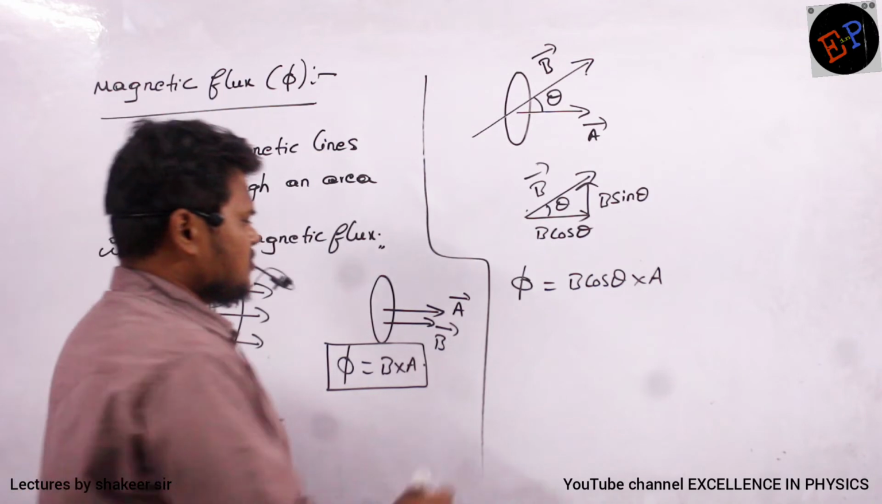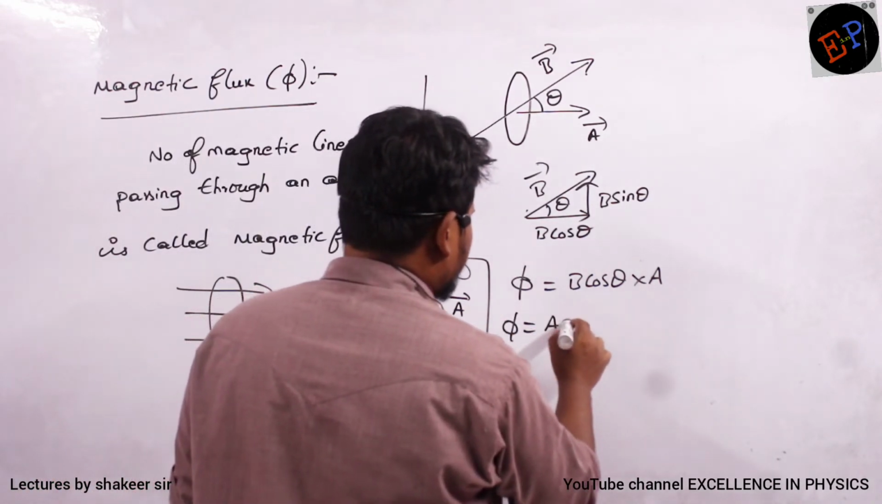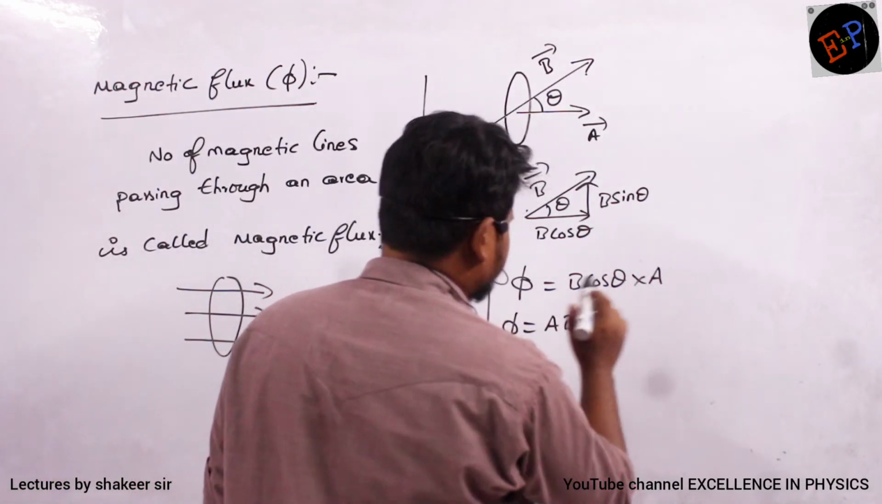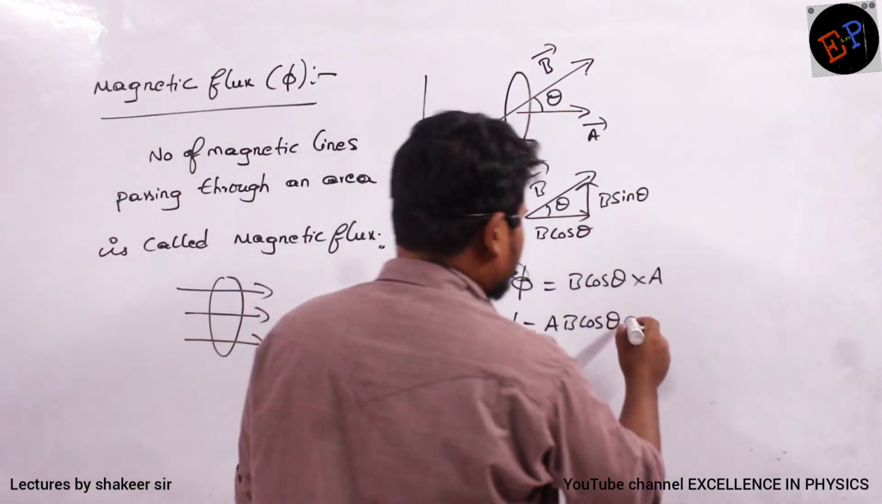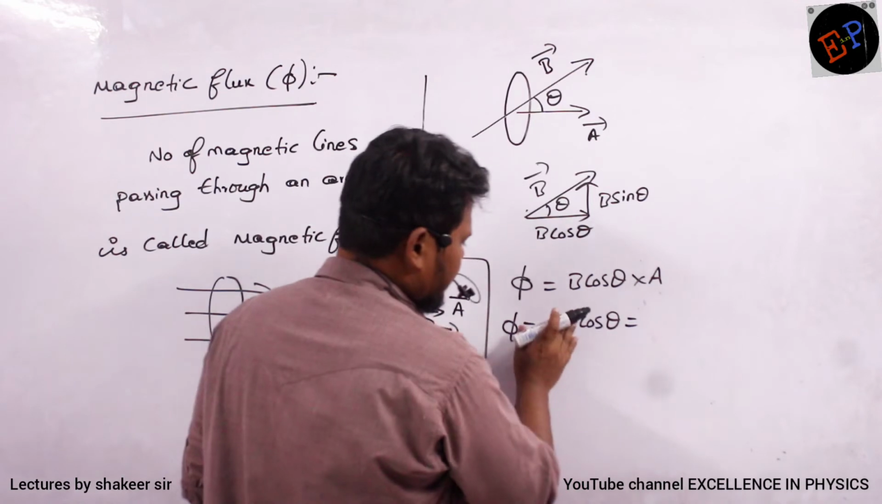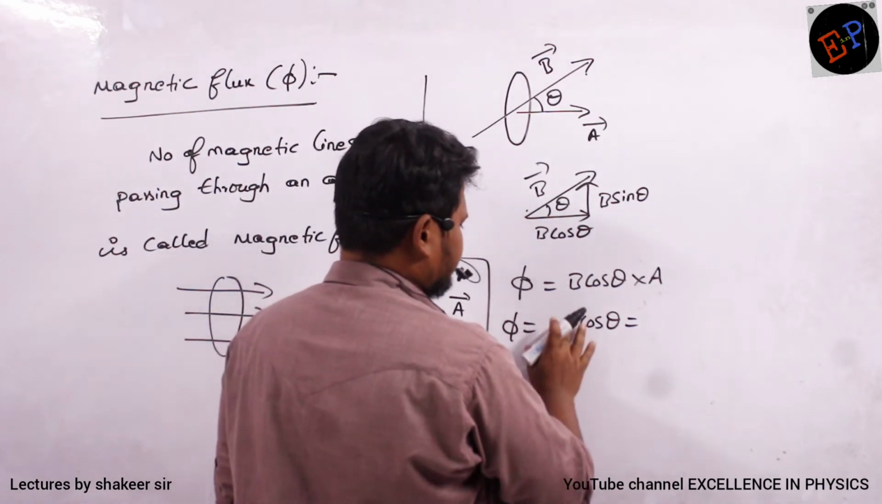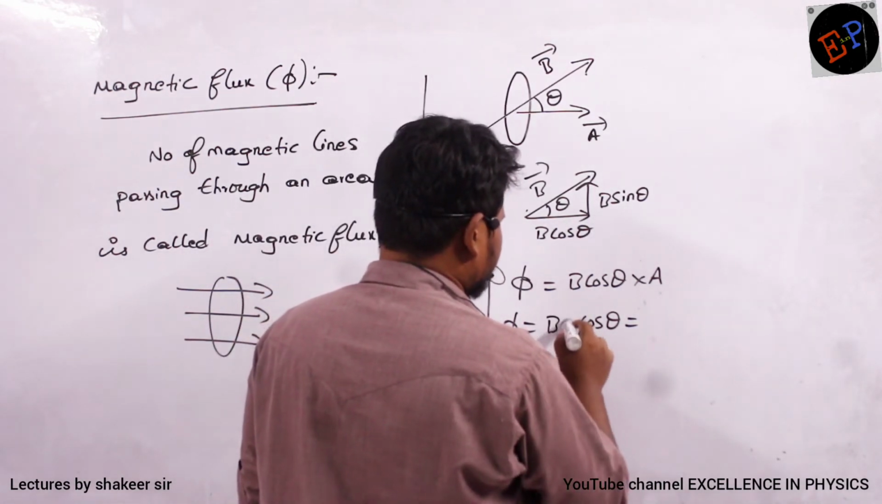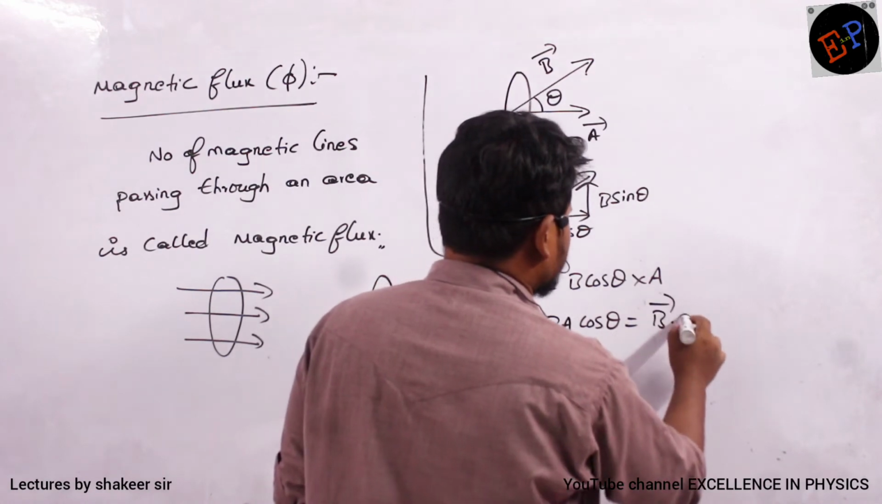So this is of which form? This is of the AB cos theta form. Clear? Or you can write it in dot product form also, so B vector dot A vector. We can write either, no problem.